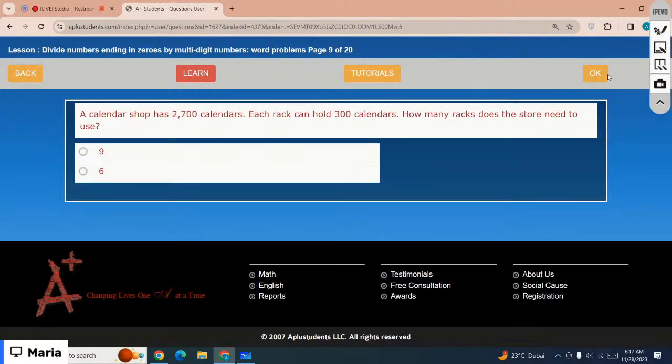A calendar shop has 2,700 calendars. Each rack holds 300 calendars. How many racks does the store need to use?